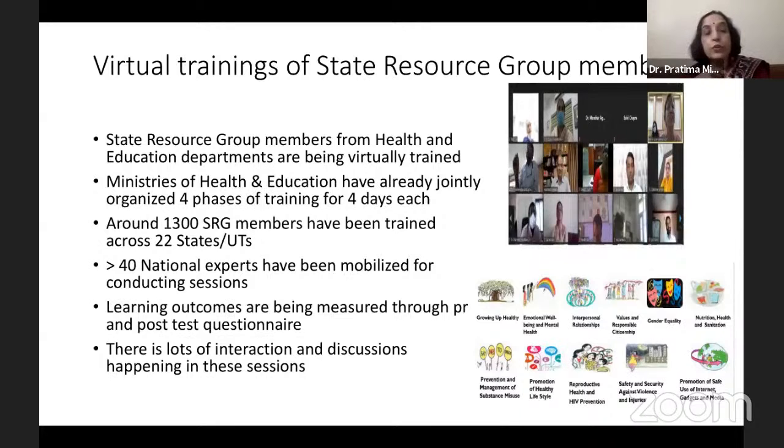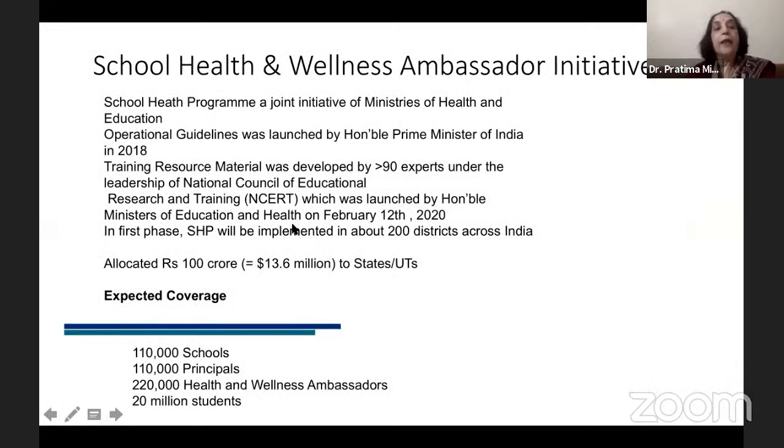In this, the main issues being considered are growth and how to grow healthy, how to eat healthy, what the reproductive and health issues are, and how to promote a healthy lifestyle. So all these things are being taught to the state resource group through virtual training. And the School Health and Wellness Ambassador initiative, that is SHWA, has also been taken up. In this, 2 teachers from each school have been trained, and because the classes are on the virtual platform, these ambassador teachers are also using the classroom approach on the virtual platform for educating them about adolescent issues and health issues.